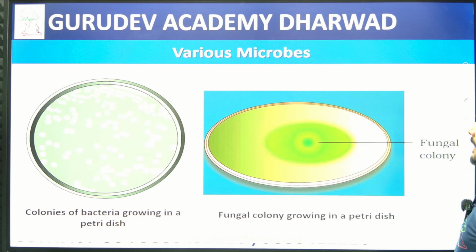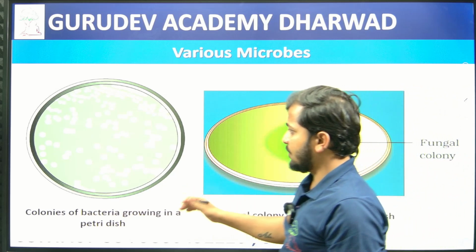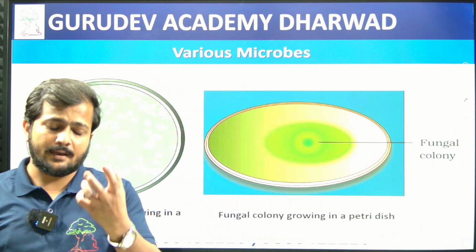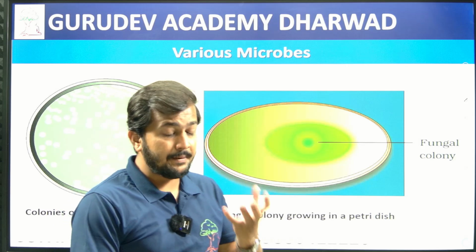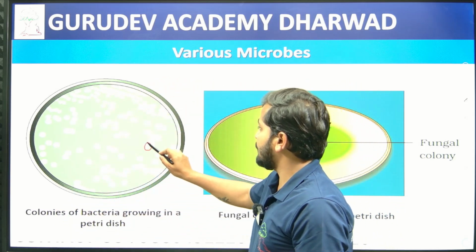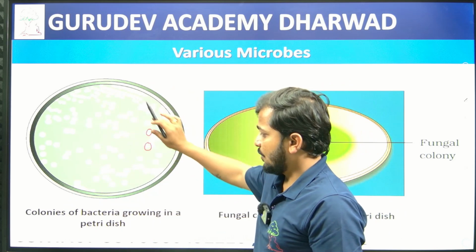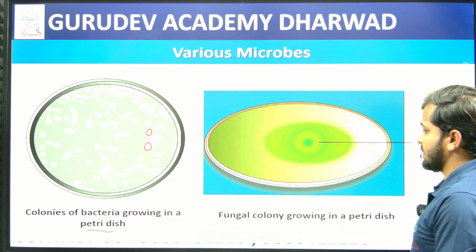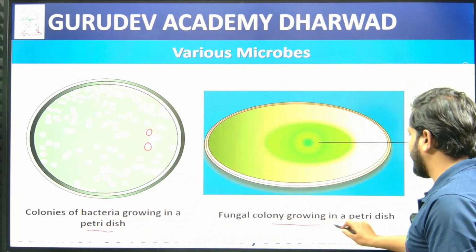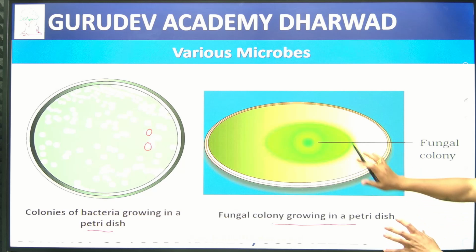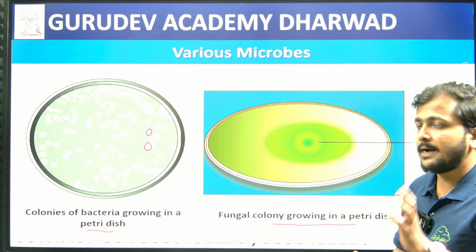Now, some bacteria form colonies. When you prepare a nutrient medium, an artificial medium to grow them, you will find whitish colonies growing all over the plate, mainly the petri dish. Then fungal colonies you will also find on the petri dish, where we use a different nutrient medium.